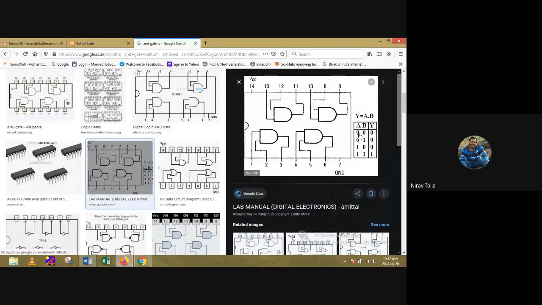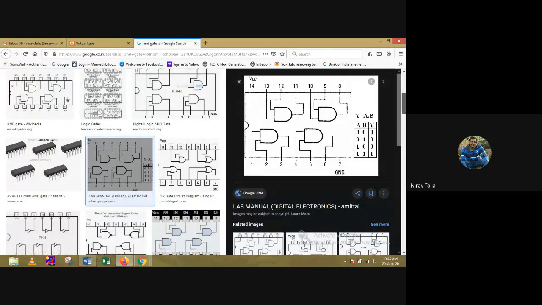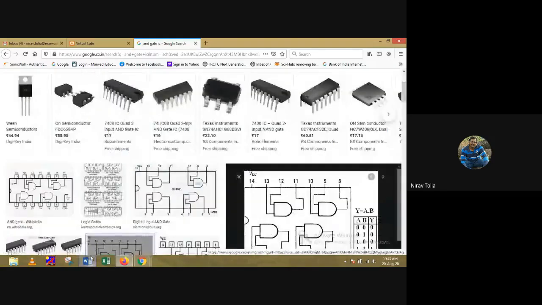Again, we have a 14-pin IC. Pin number 7 is ground and pin number 14 is VCC. Pins number 1 and 2 are the input pins. Pin number 3 is the output pin. Again, in a single IC, we have 4 gates. So pins 4 and 5 are again input and pin 6 is output. Pins 9 and 10 are input and 8 is output, and 12 and 13 are input and 11 is output. So this is the symbol of all the ICs.